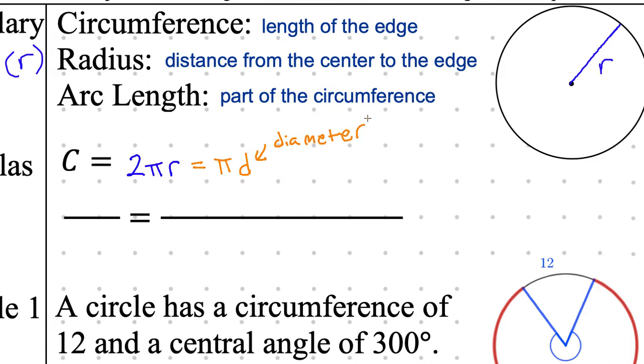Which is really kind of beautiful to me. It's this very simple formula. If you have this really cool ratio of pi, then multiply by the diameter, you get the circumference. And actually, the definition of pi is the circumference divided by the diameter. That's how we find pi.